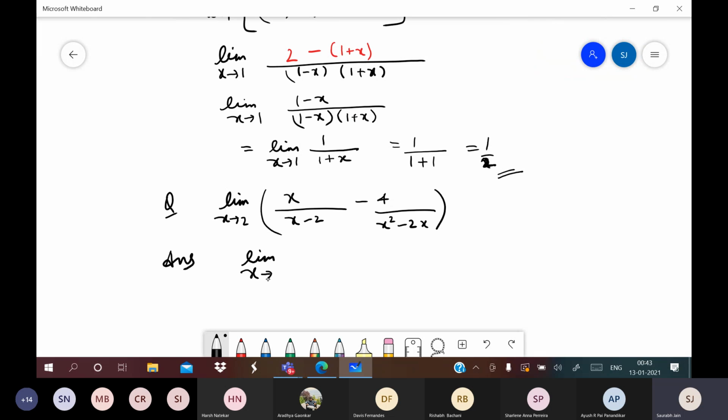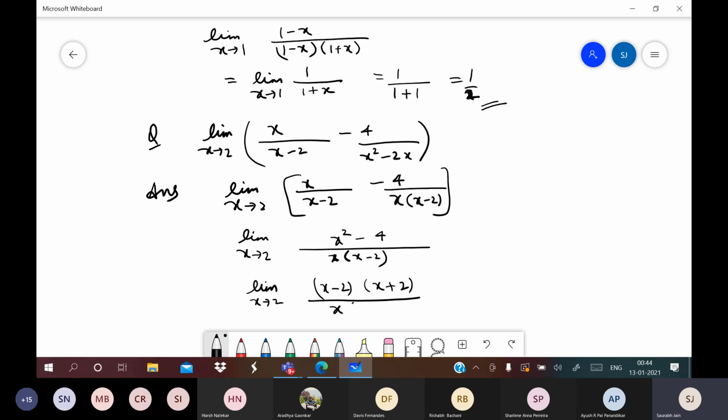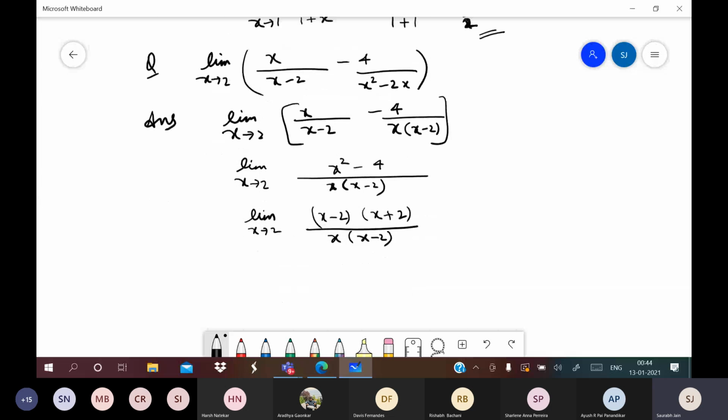So first thing, what we can do in the denominator, we can take x common here, right? And now we can opt for LCM. Now after this, the first term will be multiplied by x, so it will be x square, and the second term will remain as it is. And now you can see that we can do the factorization, and the factorization will give me x minus 2 into x plus 2. We cancel this, right? We cancel this, and what we get in the next step, we get x plus 2 by x. Now we put the value.